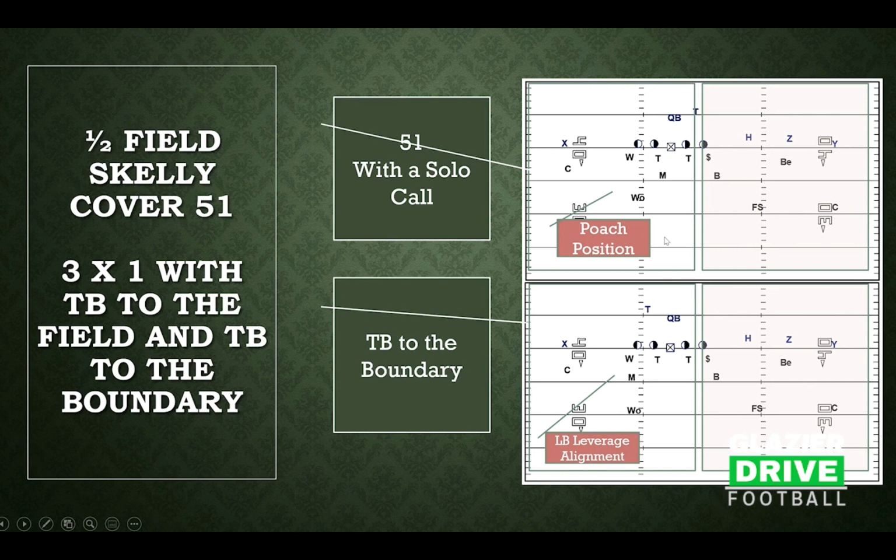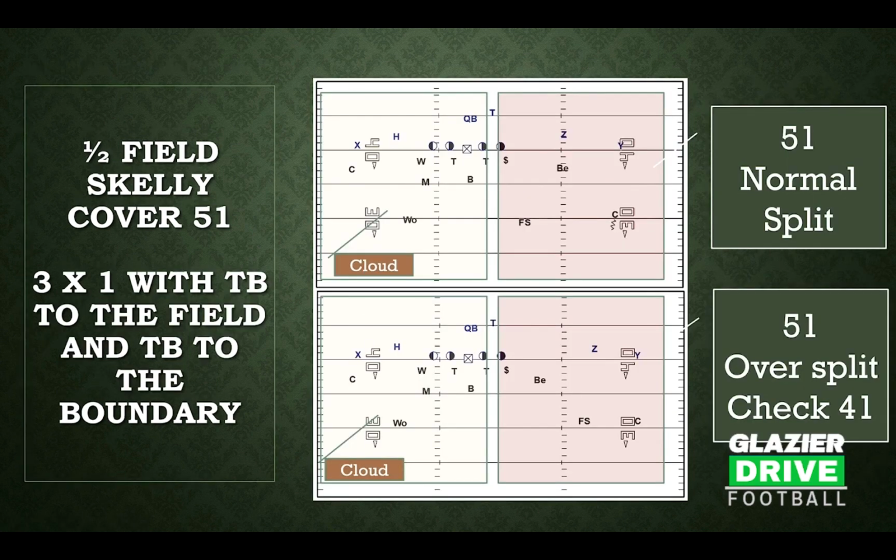All right, and you have to really work on that poach position, and then you have to work on all the individual routes over here. When we go 3-by-1 and the tailback is to the boundary, you got to make sure your Mike aligns with width. These are the little things of the defense that help you win a close game. The half field skelly allows you to break it down.